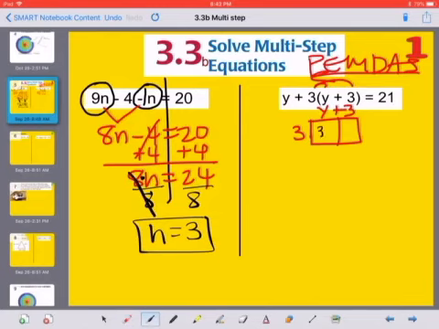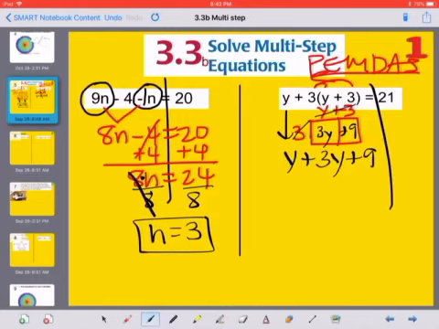3 times y is 3y. 3 times 3 is a positive 9. So I'm done with those numbers. I have y plus, because this is a positive, 3y plus 9, all equal to 21.